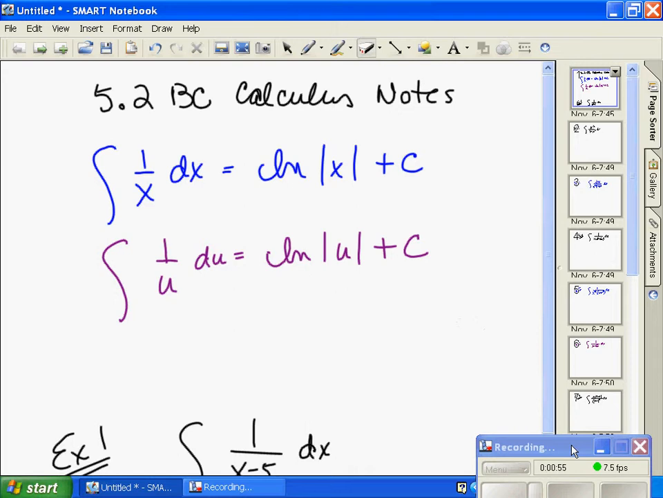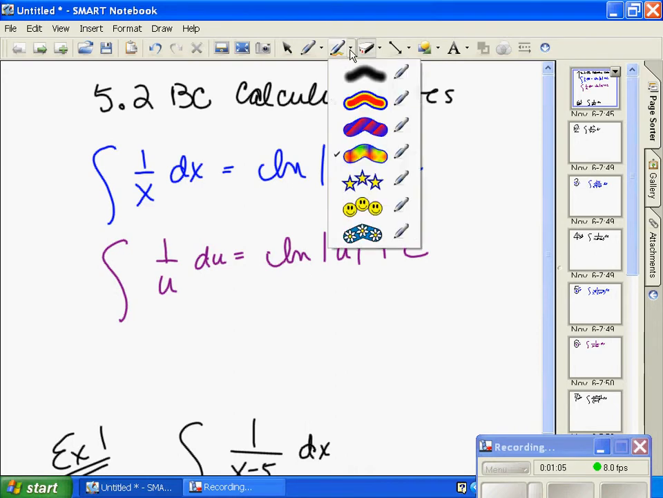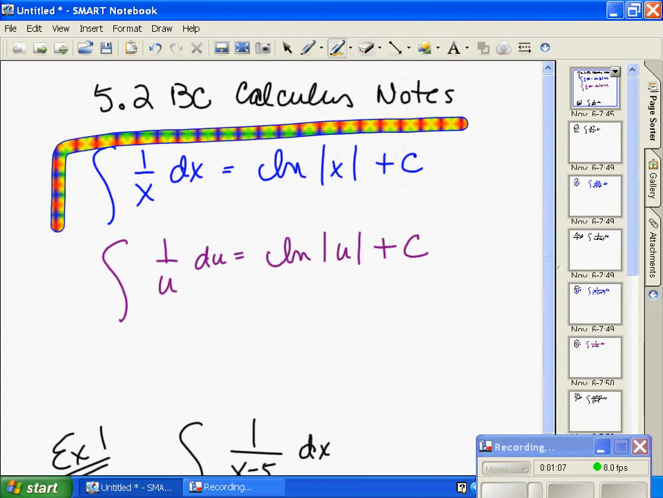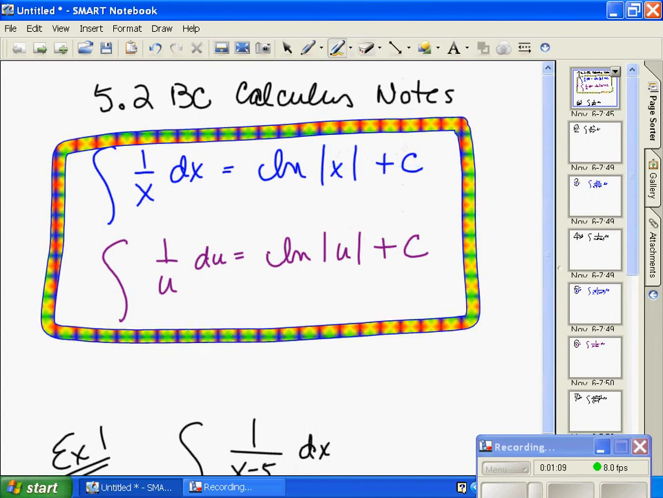If I have the integral of 1 over x dx, I would just get the natural log of the absolute value of x. And we have that absolute value in there because, remember, we cannot take the natural log of a negative number. So these are our properties that we're going to be dealing with today. More generally, the integral of 1 over u du is equal to the natural log of the absolute value of u plus c. We've got a lot of different examples today, so just stick with me here.